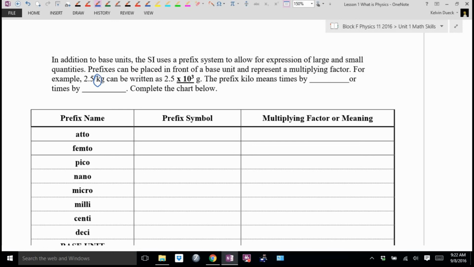What can I replace a lowercase k with? 10 to the what power? Read across. 10 to the 3 or 1,000, whichever is easier. So I can replace that with 2.5 times 10 to the 3, and then I just repeat the grams, the base unit. The prefix kilo means times by 1,000 or times by 10 to the 3rd.